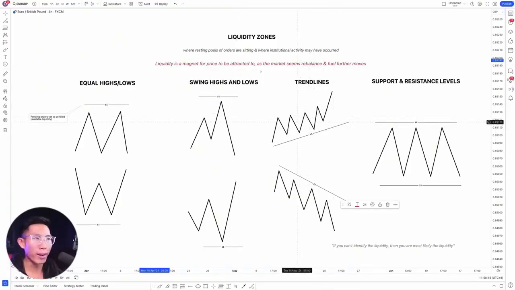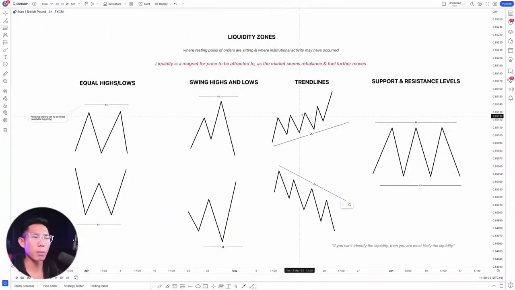And then you have your trend lines, right? With trend lines, if price is creating an uptrend, you can draw your trend line connecting all these higher lows right here, which means all the stop losses are going to be below all these higher lows as well, and which means there's going to be liquidity below this area right here.